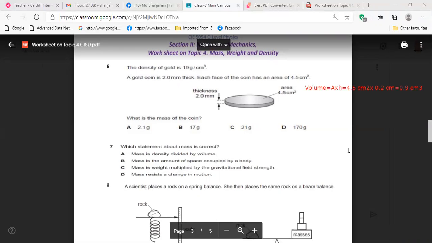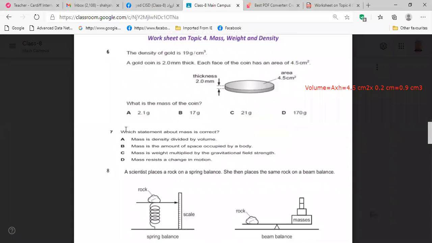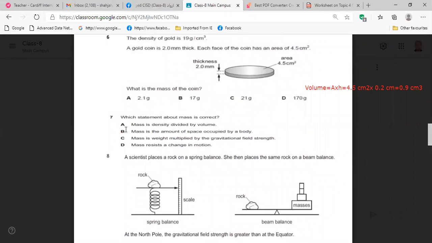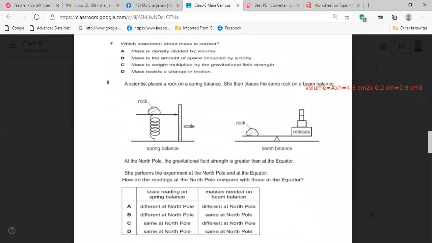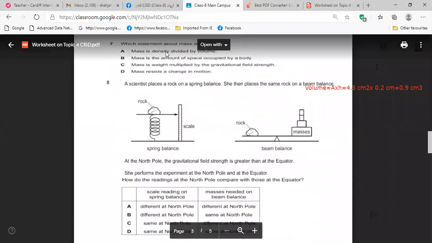Okay, so we are done with question 7. Now question number 8. Question number 8, please. Yeah, Adrita, you continue question 8.